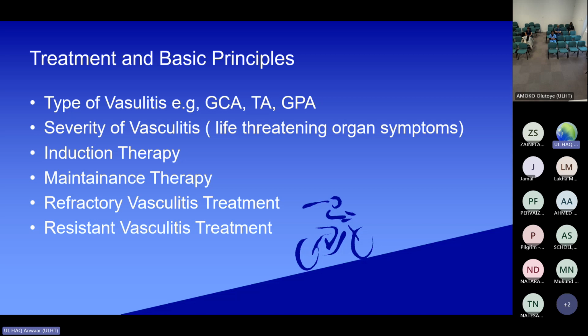In refractory vasculitis, the patient is already on maintenance therapy but still shows signs and symptoms of vasculitis, getting more and more active. Then we have to go back and give induction therapy again, bring him into remission, and then start the maintenance therapy. Some of them are very resistant, and normally we refer them to higher centers because we don't have any special vasculitic services here.